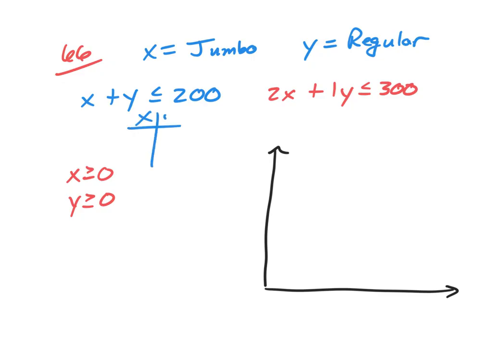Once again, the cover-up method is probably going to be the most likely method here. In this case, it's pretty easy. They're both 200. Over here, if I plug 0 in for X, then 300 divided by 1 is 300. If I put 0 in for Y, cover it up, 300 divided by 2 would be 150.